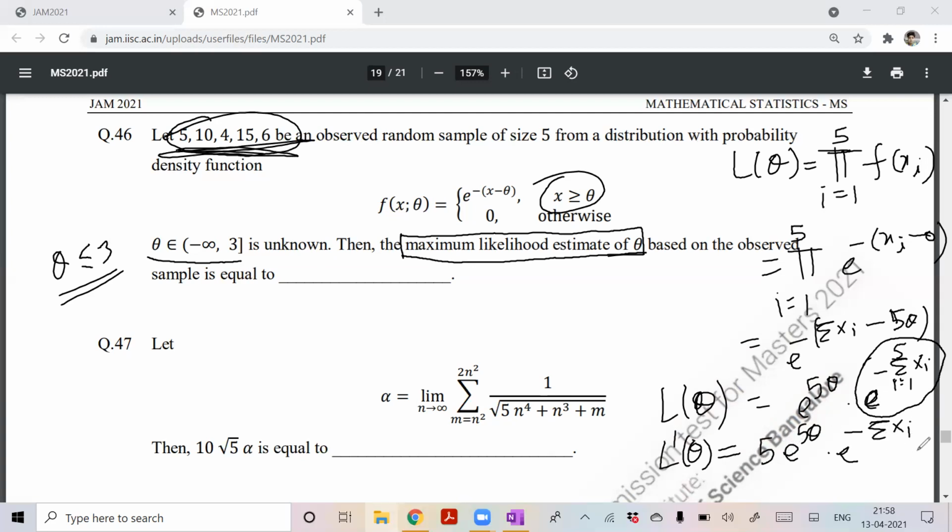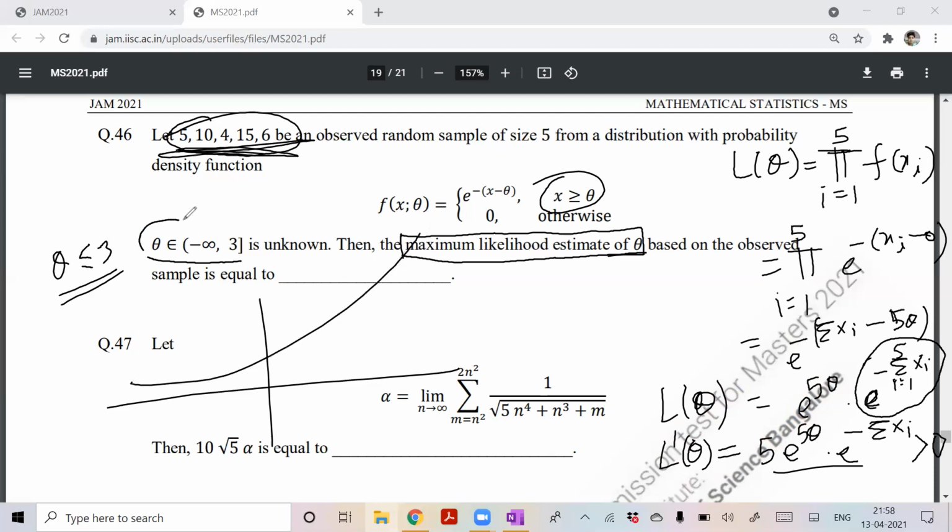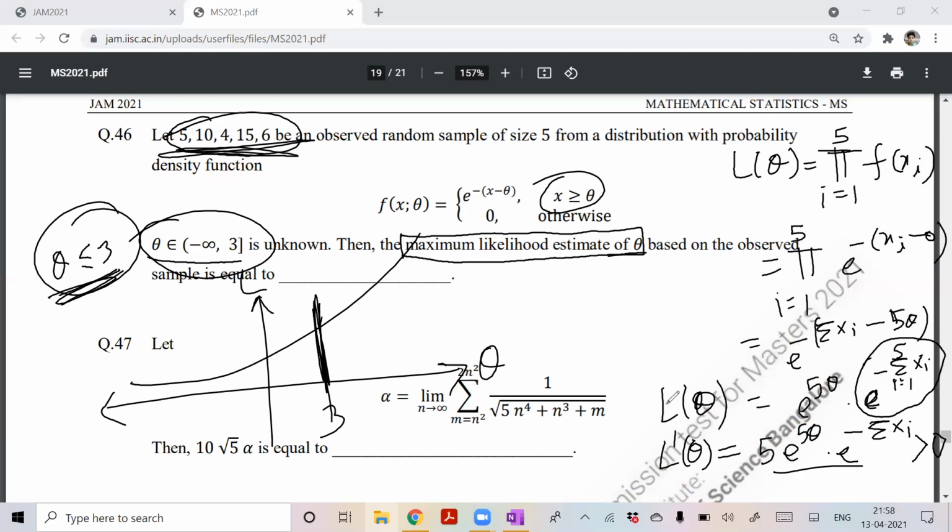Okay, and you can simply observe this L dash theta, the derivative of the likelihood function with respect to theta, is positive. Means what? Likelihood function is strictly increasing. And when any function is strictly increasing, you have a given interval of theta also. Theta cannot go beyond 3. So x-axis is theta, and this y-axis is L, the likelihood function. Likelihood function is a strictly increasing function, and theta is less than or equal to 3. And we have to maximize the likelihood function.